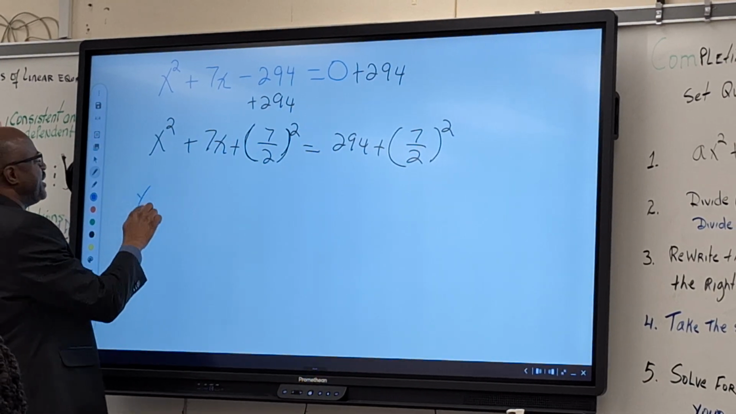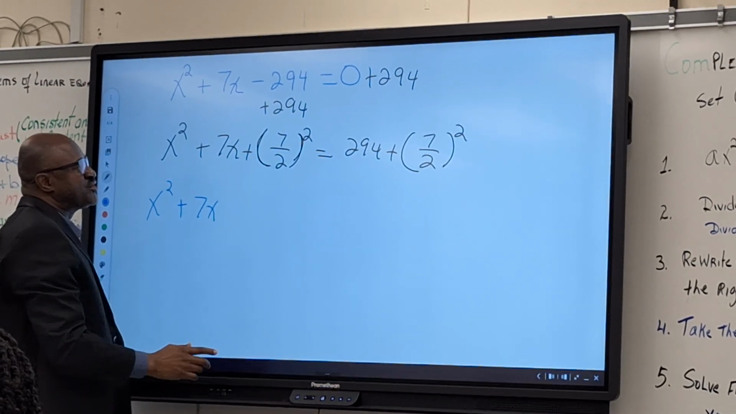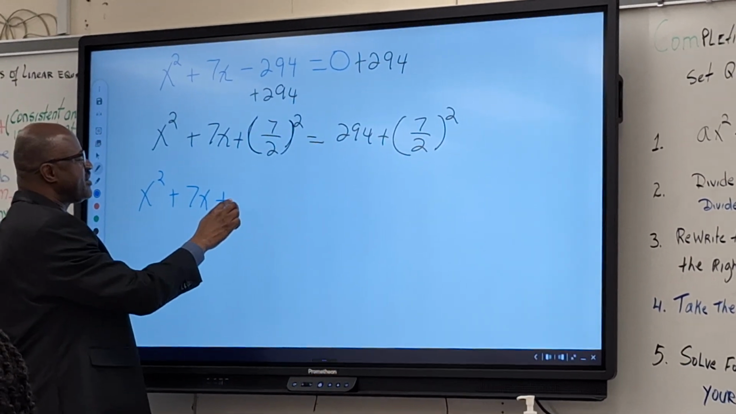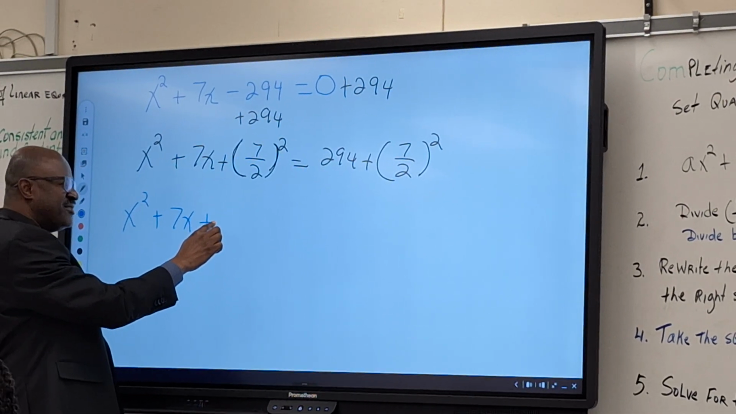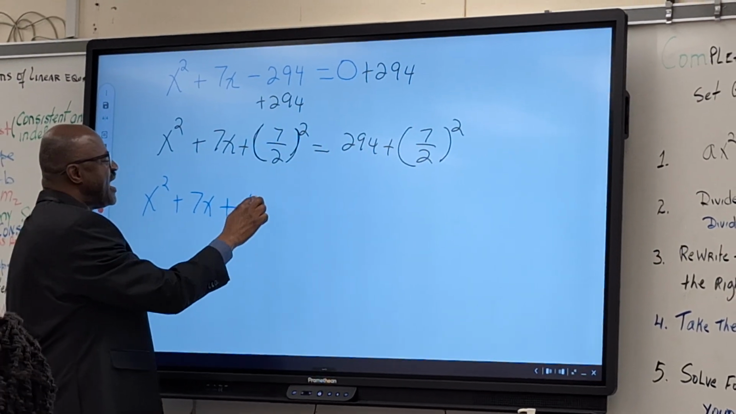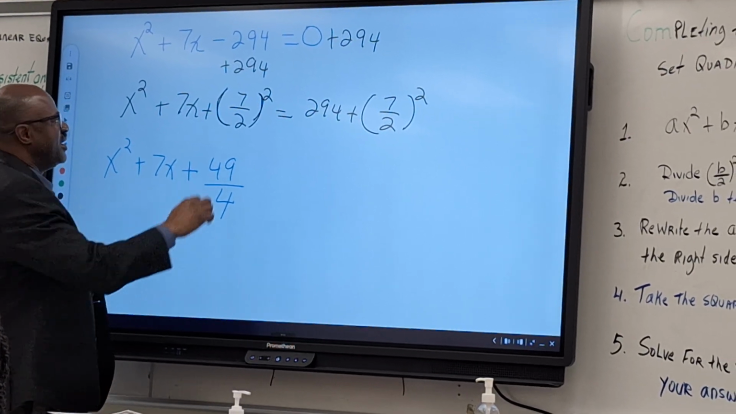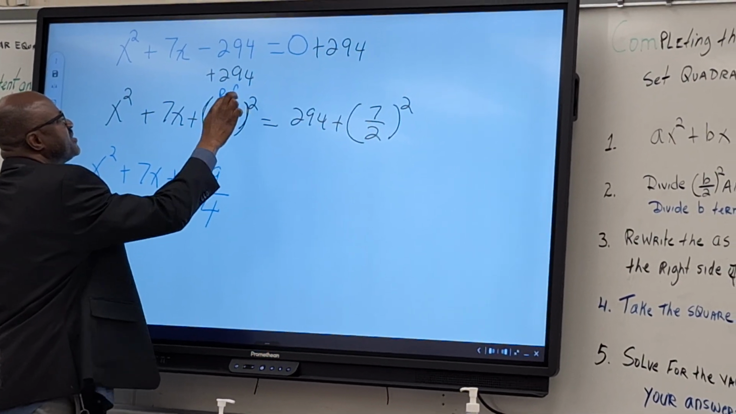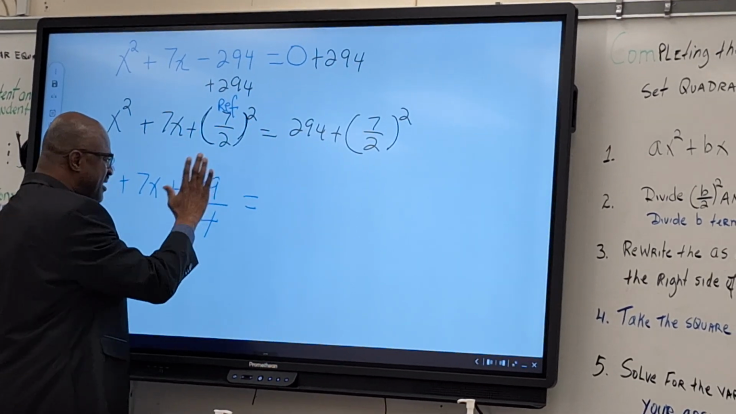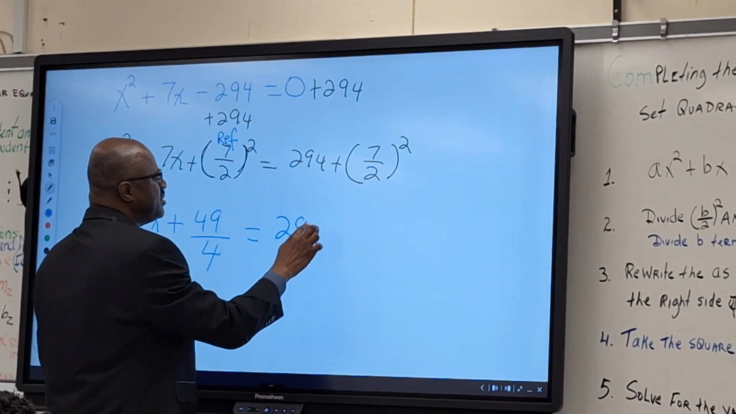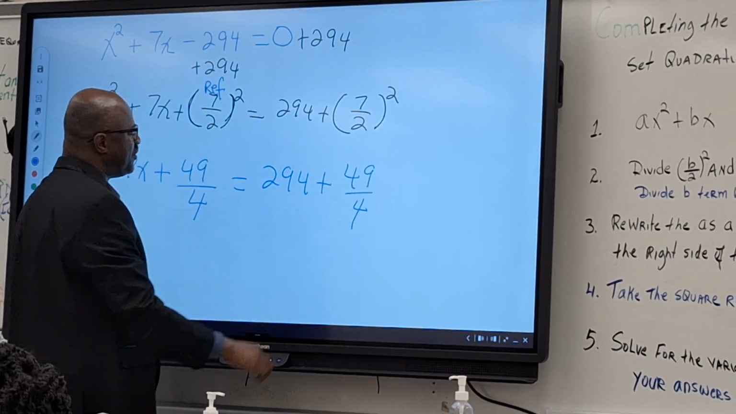Next, we have x squared plus 7x. This we cannot simplify, you just square it. When you square that, what do you get? You get a decimal. No decimal. 49 over 4, good for you. And this is our reference, not changing to decimal. And whatever you add on this side, you have to add on the other side, which is 49 over 4.